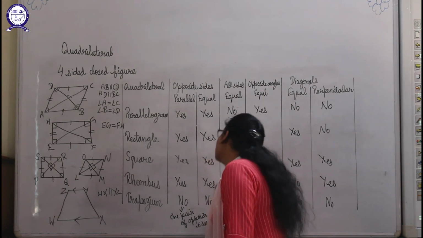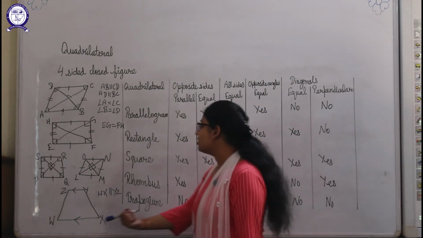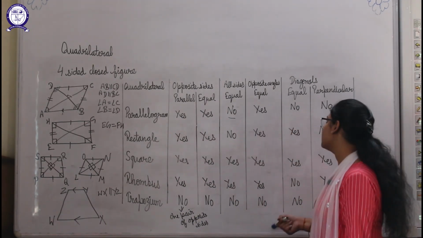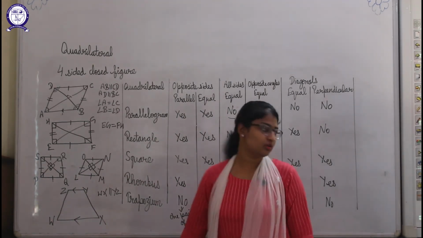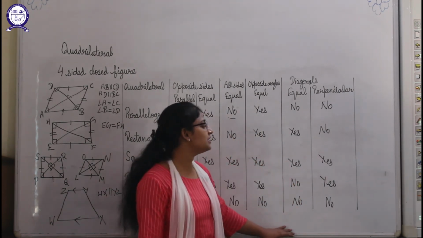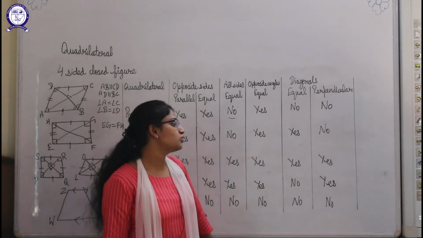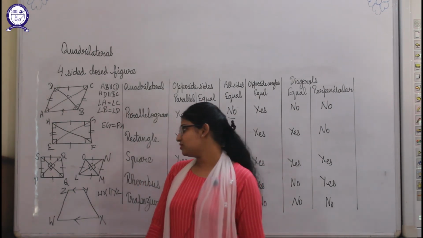Okay. Are opposite sides equal? No, opposite sides are not equal in a trapezium. Are all the sides equal? No. Are all opposite angles equal? No. And about the diagonals, they are not equal and also they are not perpendicular to each other. So this is related to the quadrilateral, students.